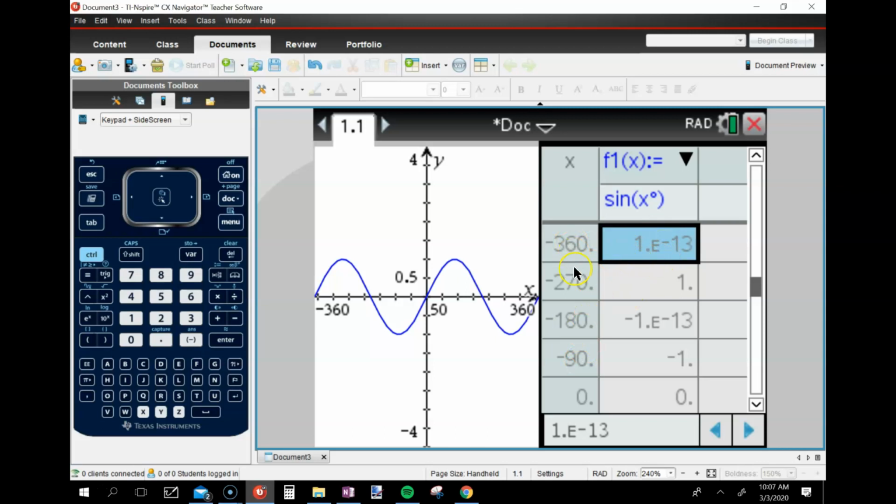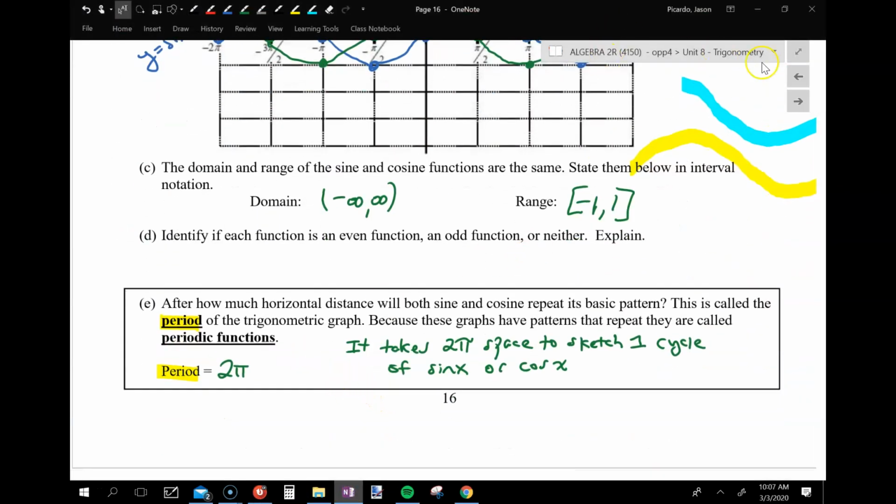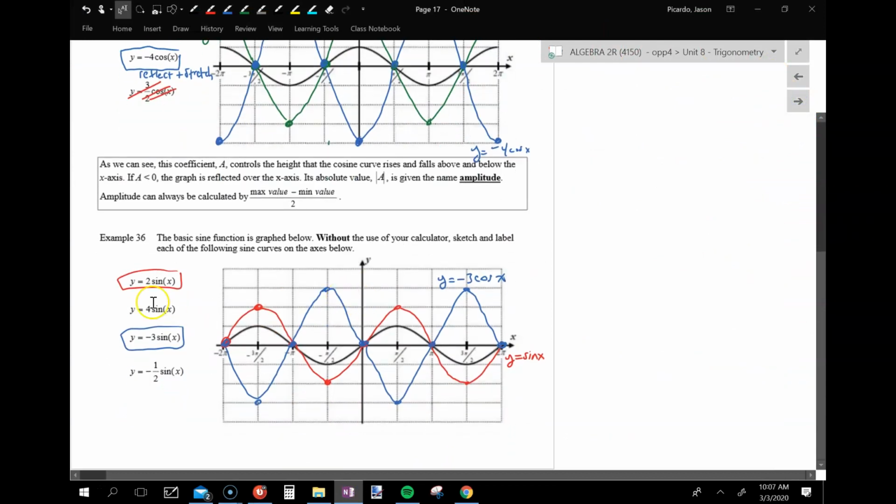But what's really cool about this, guys, is it gives you our chart now, doesn't it? Okay. If we look at the ones that we just did, and we'll do more with the calculator tomorrow.